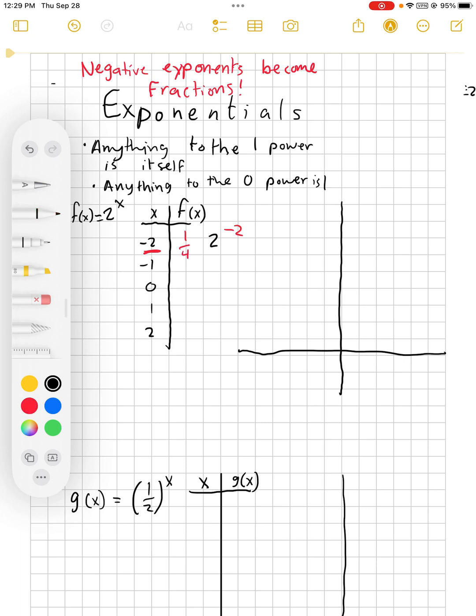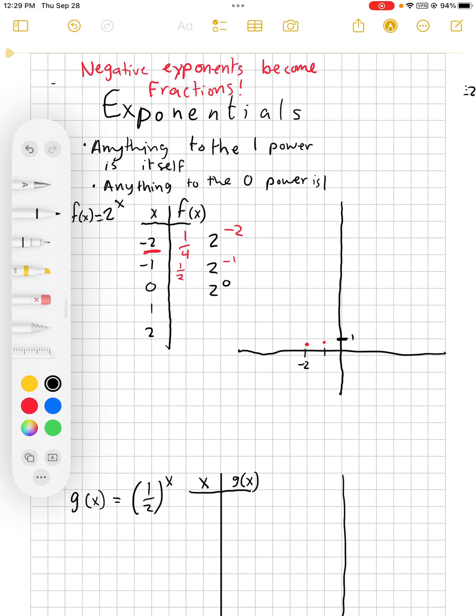To plot the point negative 2, 1/4, I'm going to go over to negative 2 in the x direction. I'm going to rise 1/4, just slightly above the x-axis, because we haven't quite reached 1 yet. That's kind of where that's going to be. Our next one is going to be 2 to the negative first, which is 1/2, which is slightly above 1/4, but not quite to 1 yet.